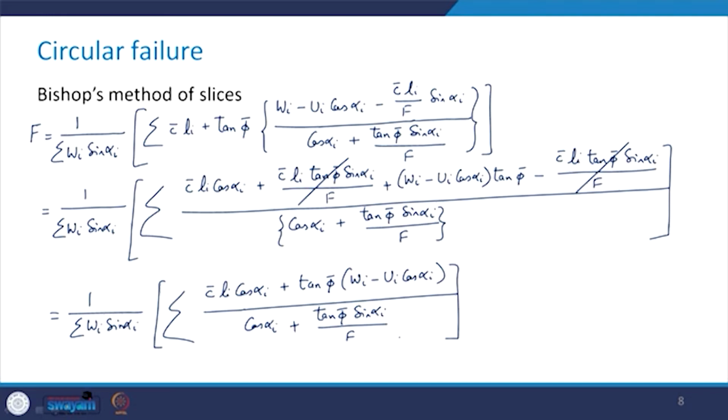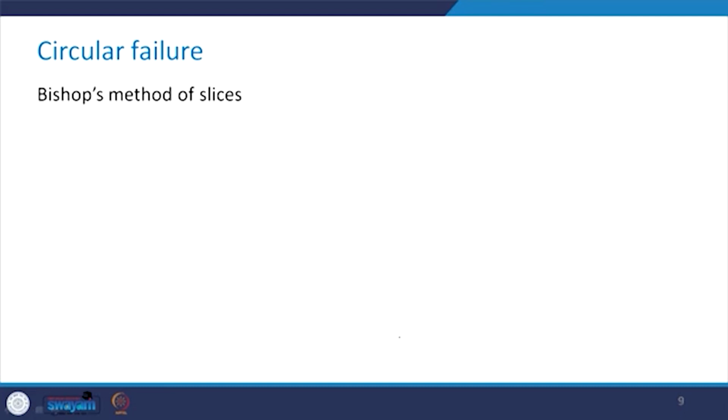Now, this capital Ui, which is the force because of the pore water pressure, can also be written in terms of the pore water pressure as Ui is equal to small ui Li, and this Li is equal to Bi sec alpha i. Bi is the width of the ith slice. So, this small ui is the pore water pressure.